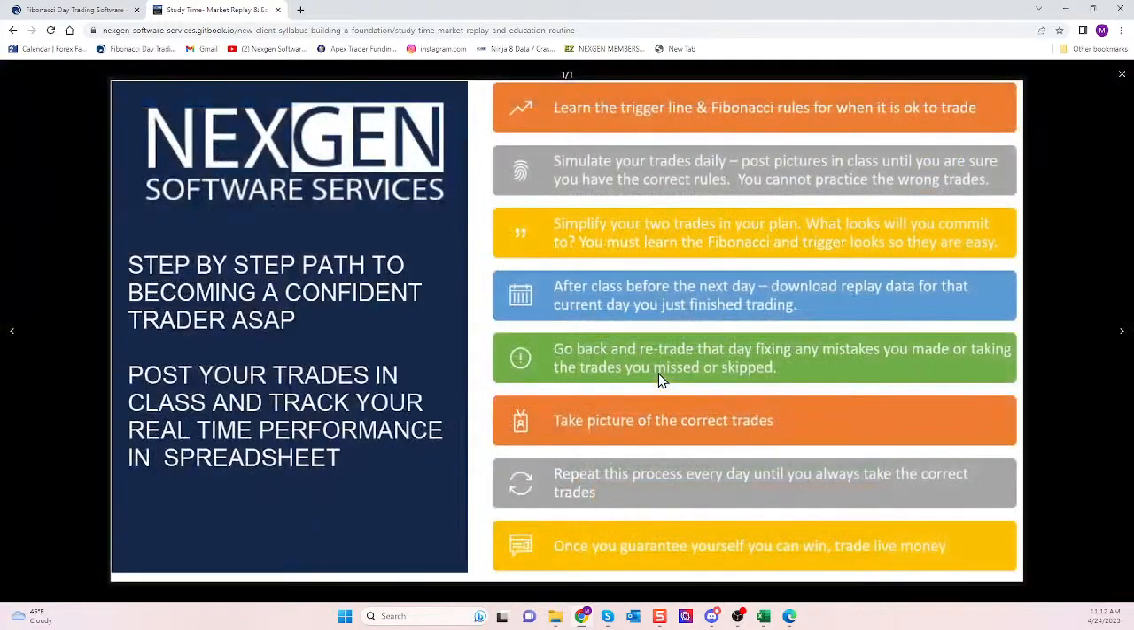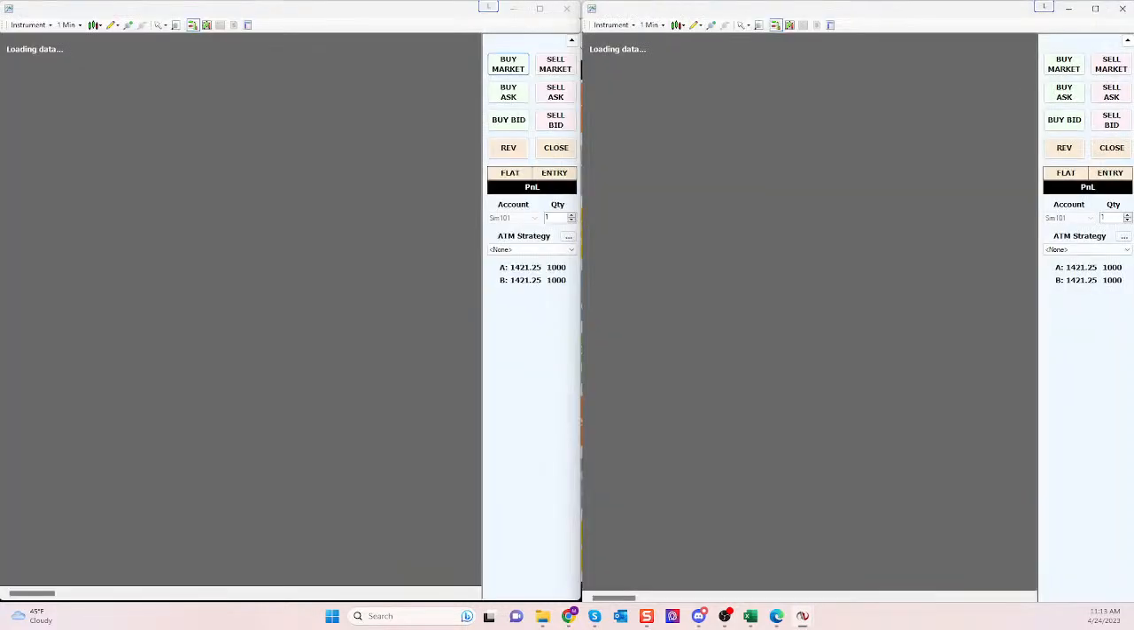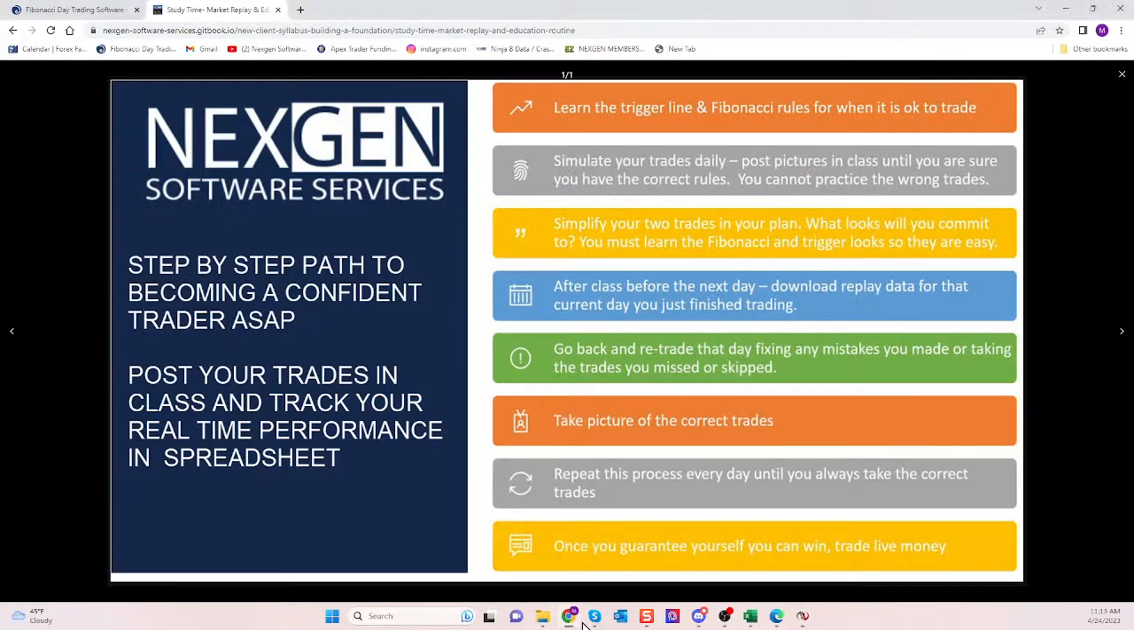Go through that process. Learn the trigger line and Fibonacci rules for when it's okay to trade. That's the key right there. If you're not sure, you got to ask questions, right? Simulate your trades daily. Every time you think you see something, take a trade. Every time you're like, man, I'm pretty sure that's a high probability trend trade, take a picture, write your rules on it, post it in class, let's talk about it. Simplify your plan.